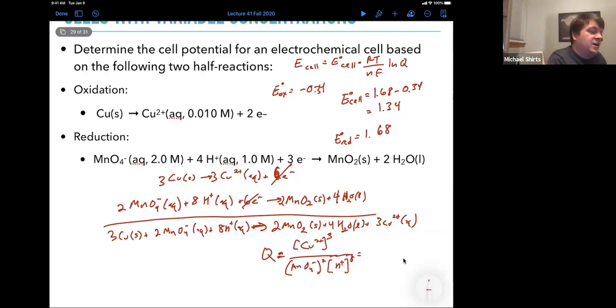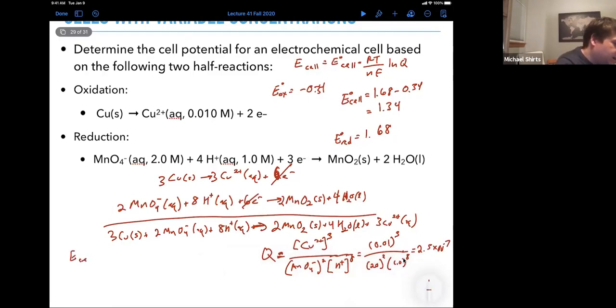So now we can actually plug those in. Q is going to be equal to the copper concentration, 0.01 cubed, over the permanganate, which is 2.0, so that's 2.0 squared, and the acid is at 1.0 to the 8th, nicely. So that ends up being 2.5 times 10 to the negative 7. So that's Q. So now let's plug this in.